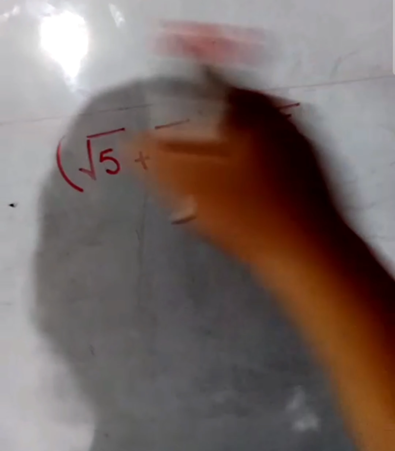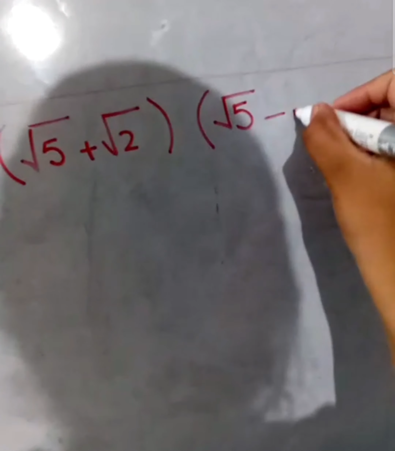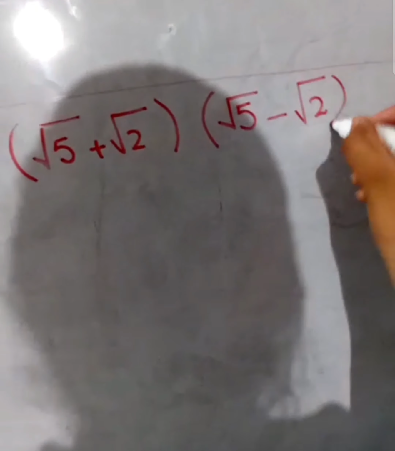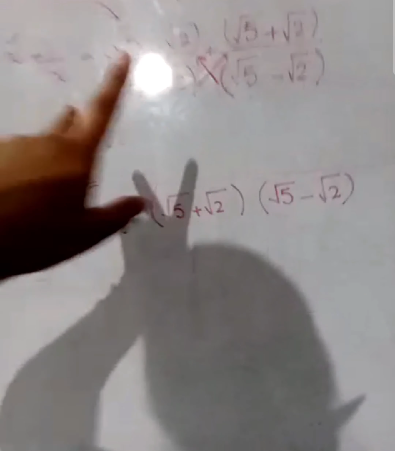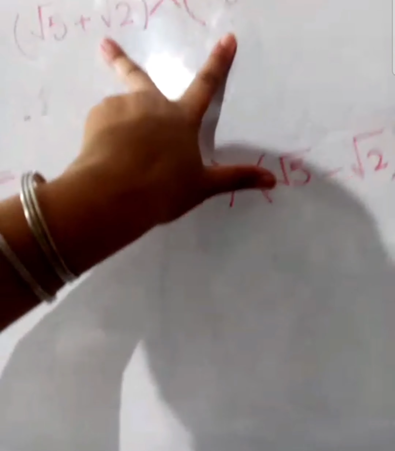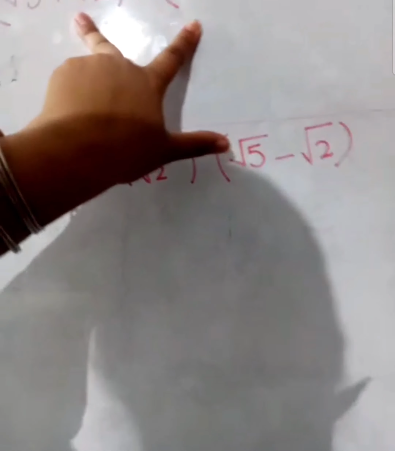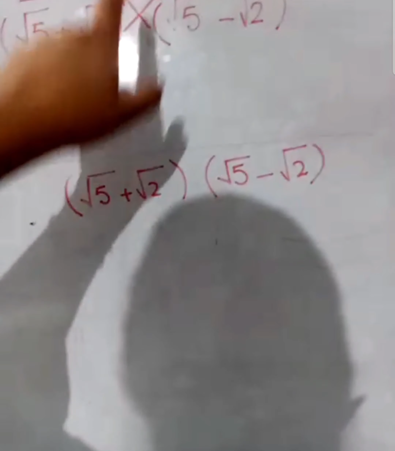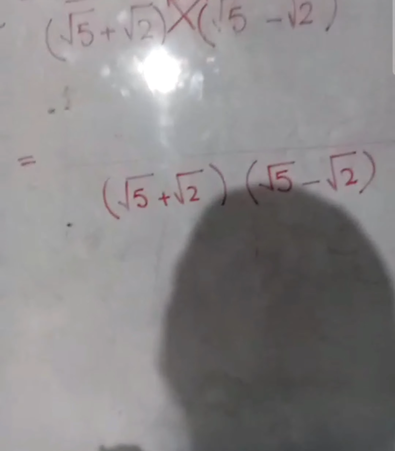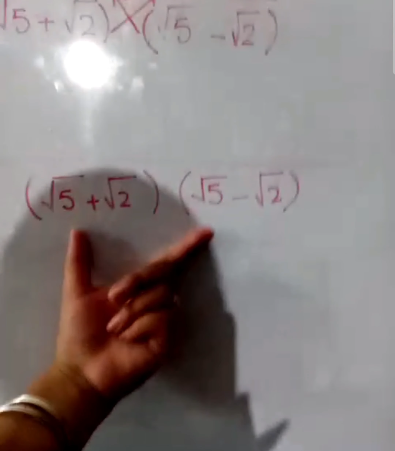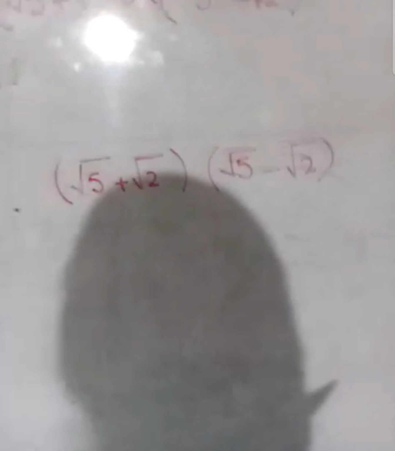Square root 5 plus square root 2 into square root 5 minus square root 2. This is a very important step when we have two different denominators. When we have to add or subtract these two fractions, both of the denominators will be written as one denominator and cross multiplication will be done.